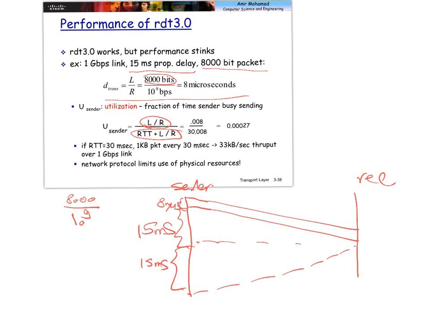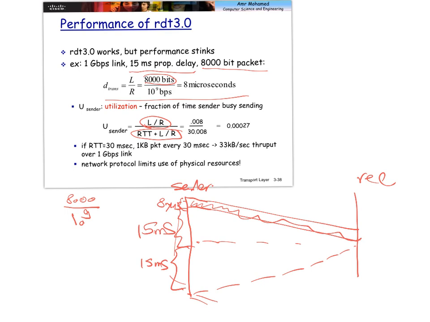So the effective utilization of the channel is the actual transmission delay divided by the total delay. This is how much I actually use the channel, okay? But this is how much I waited. This is coming from the fact that you use stop and wait, because we have to wait for an acknowledgement before we start sending another packet.